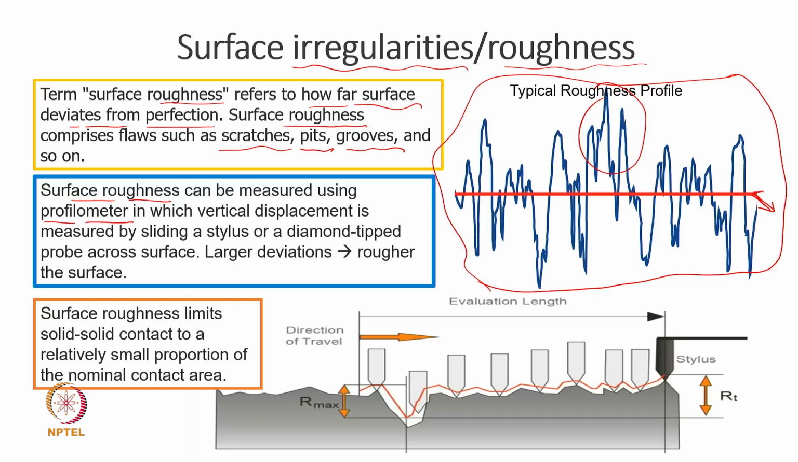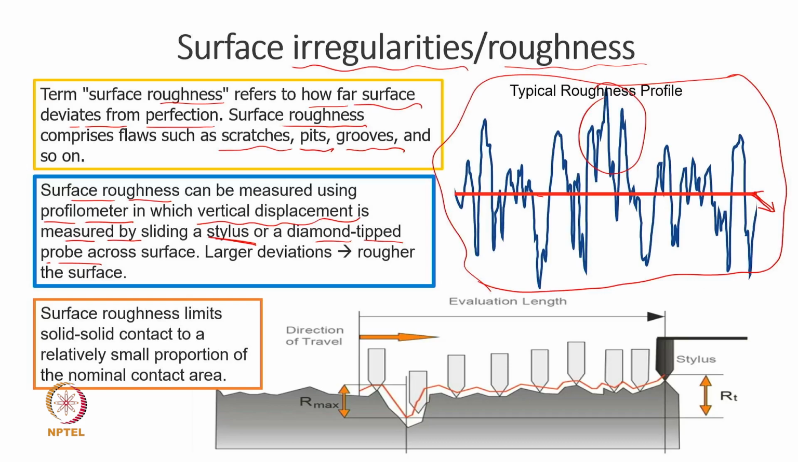Profilometer can be a contact type, can be non-contact type also. So, what we do in this case, we try to figure out what the vertical displacement is. So, if I am taking this red color line as a mean line, what is the vertical displacement on the negative side and positive side both, right. And then if we are thinking about a stylus, which is a kind of contact device, or maybe some sort of diamond tip probe across the surface, we move in one direction and keep measuring the vertical distance.